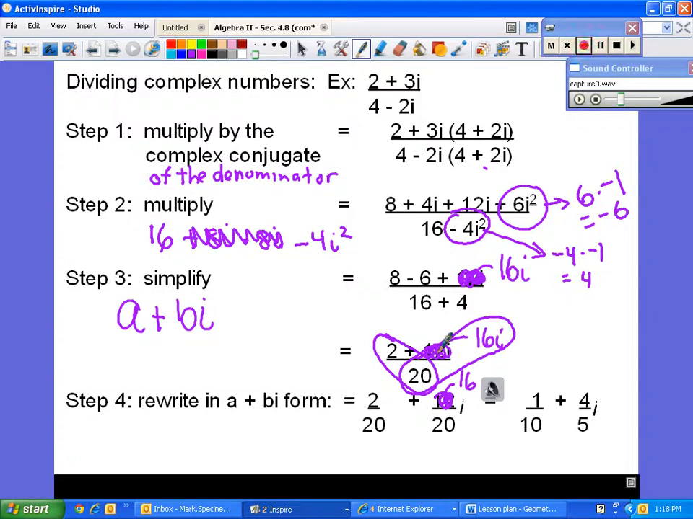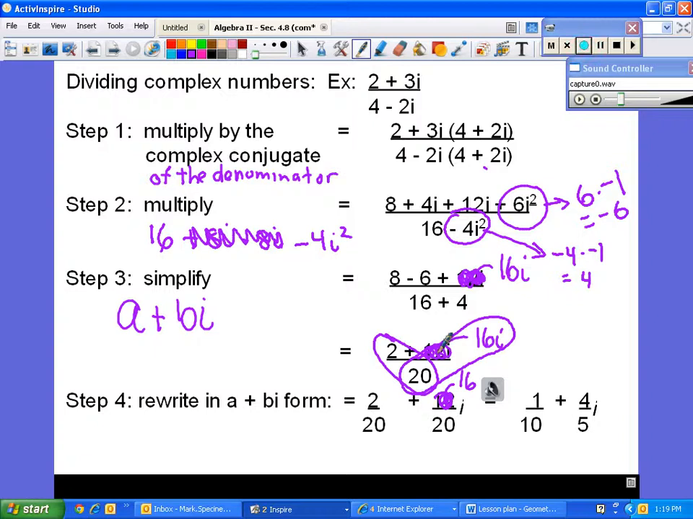And then my last step is to simplify. So I notice that I can divide both of these by 2. I can divide 2 by 2 and 20 by 2. Gives me 1 and 10. I can divide 16 and 20 each by 4. 16 divided by 4 is 4. 20 divided by 4 is 5.